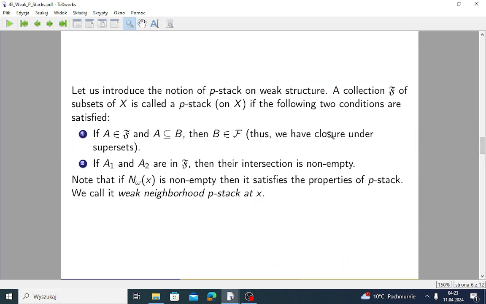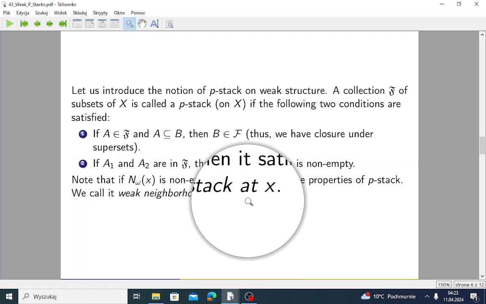The notion of p-stack: a collection F of subsets of X is called a p-stack if it's closed under supersets, as it's written here. And moreover, for any two elements in F, their intersection is non-empty. So the family of all the neighborhoods of x, if it's non-empty, because in weak structures it can be empty, but if it's non-empty, then it satisfies the properties of a p-stack, which is written here, so we call it the weak neighborhood p-stack at x.